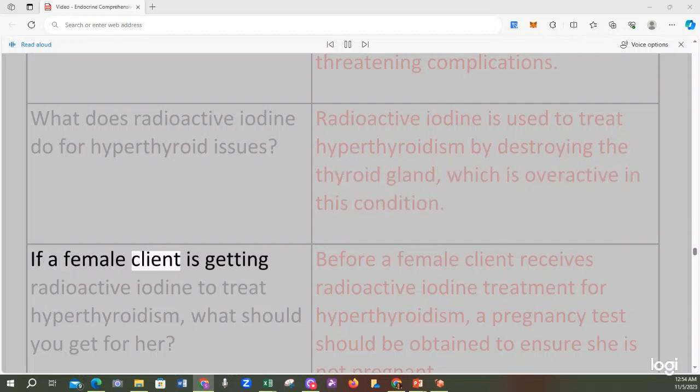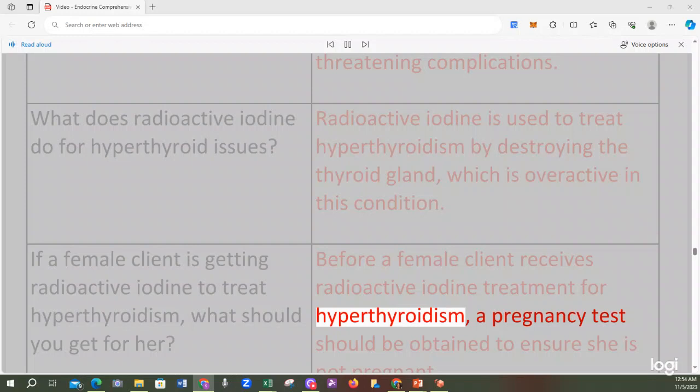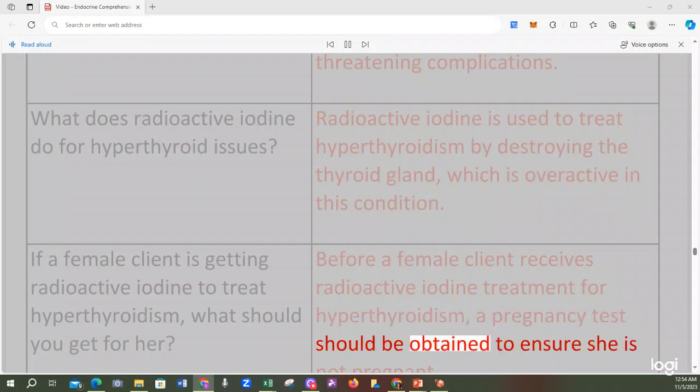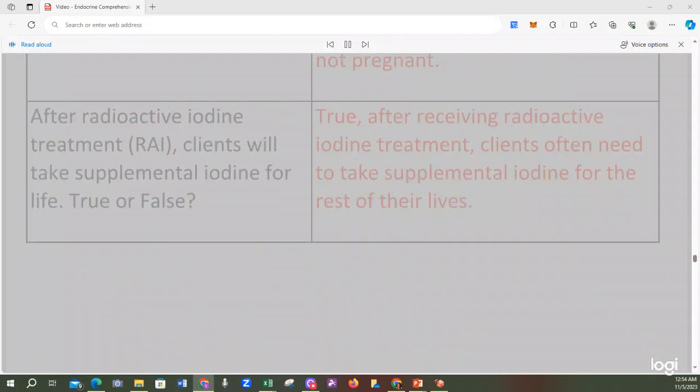If a female client is getting radioactive iodine to treat hyperthyroidism, what should you get for her? Before a female client receives radioactive iodine treatment for hyperthyroidism, a pregnancy test should be obtained to ensure she is not pregnant. After radioactive iodine treatment, RAI, clients will take supplemental iodine for life. True or false? True, after receiving radioactive iodine treatment, clients often need to take supplemental iodine for the rest of their lives.